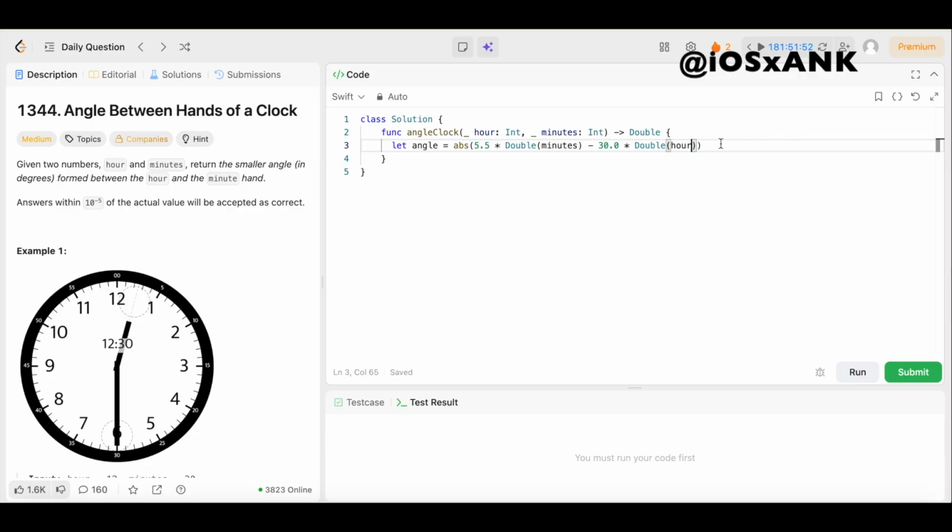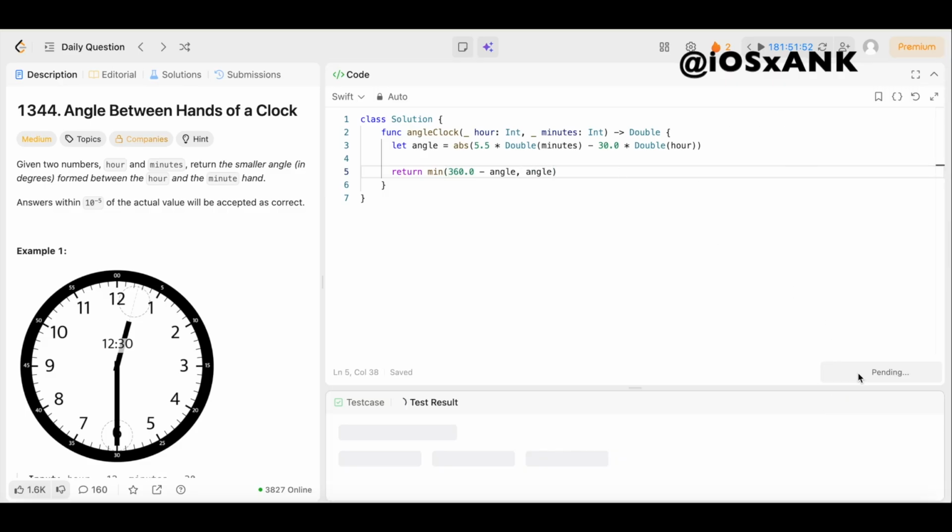So we'll say return min, open up the parentheses, 360.0 minus angle, comma, angle. It's going to return whichever one is smaller. And that's all she wrote, y'all. That's all the code. So let's give it a run and make sure it runs correctly before we submit it.